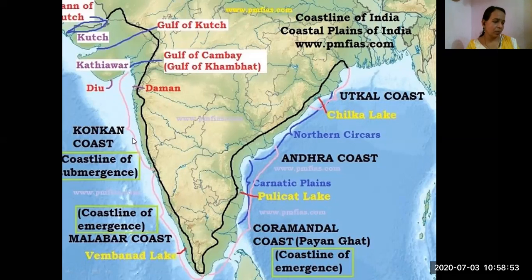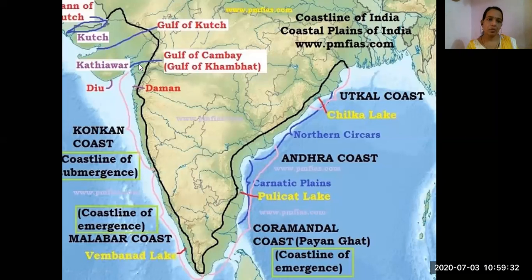In the northern part, the coast is called Konkan. In Maharashtra also it is called the Konkan. This part is called the Konkan coast. Then the central stretch is called the Kannada plain. So it is a part of Karnataka. It is not shown in this map, but the part of Karnataka is called the Kannada plain. Then toward the south, this is called the Malabar coast. This is shown here.